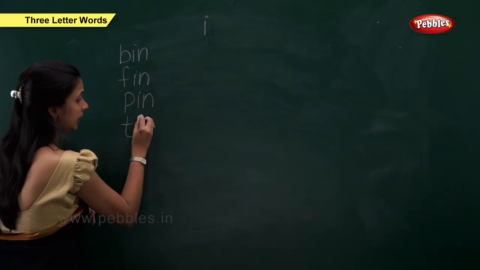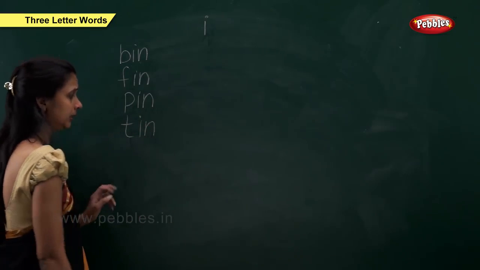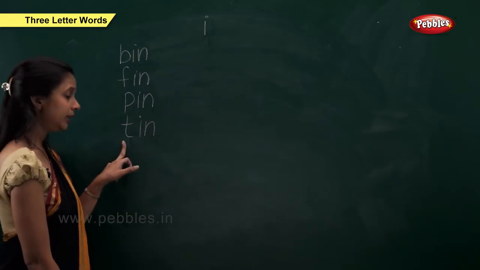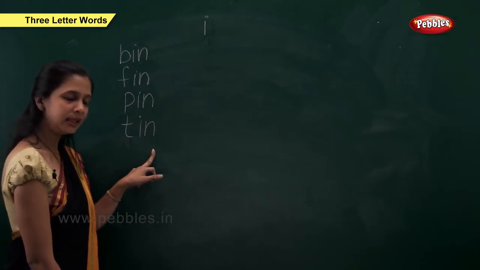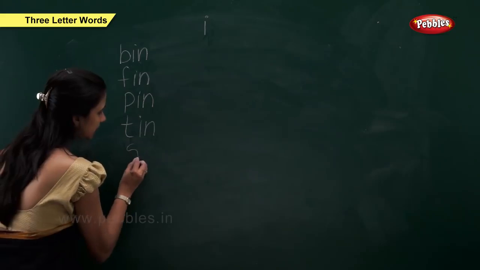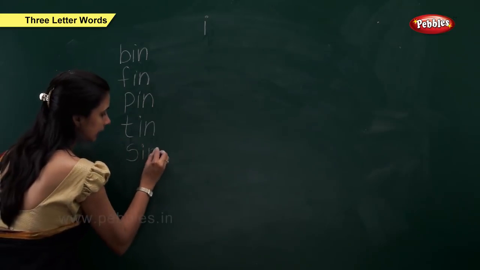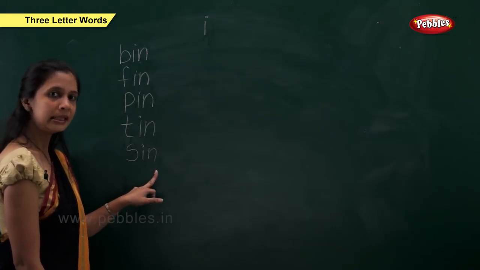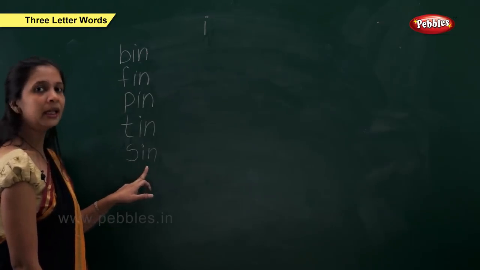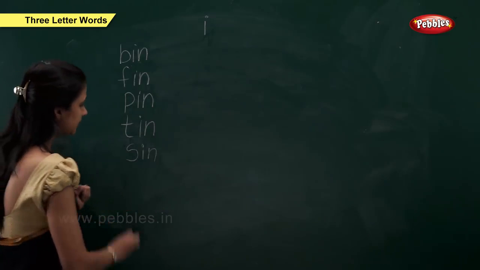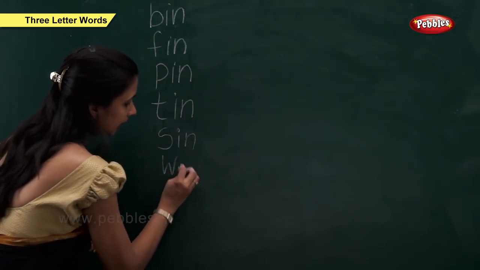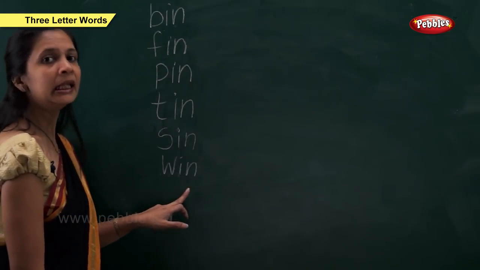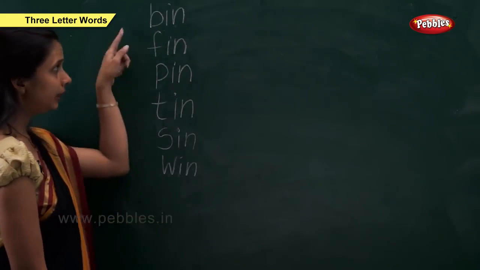T, I, N, tin. T, I, N, tin. The next is S, I, N, sin. S, I, N, sin. The next is W, I, N, win. W, I, N, win. We will repeat.